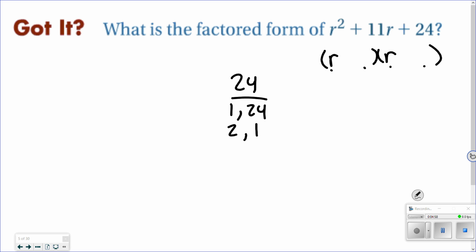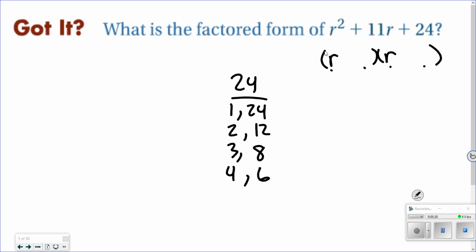24 divided by 2 is 12. Try 3. 24 divided by 3 is 8. Try 4. 24 divided by 4 is 6. You could try 5. 5 doesn't go into it evenly. And then we're back to 6, which we've already done. So that should be our entire list. That's the list of all of our factors. So you could be methodical about it. Just start with 1, 2, 3, 4, and you're just using your calculator to check it.